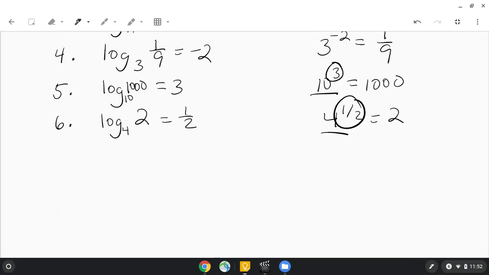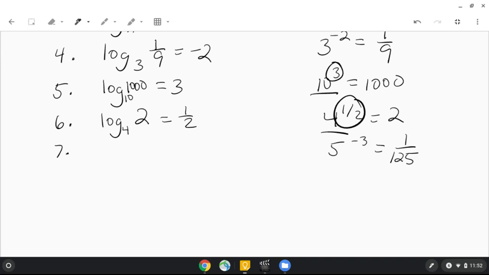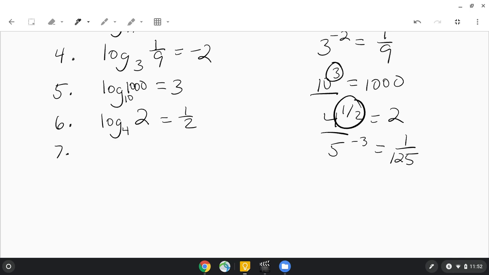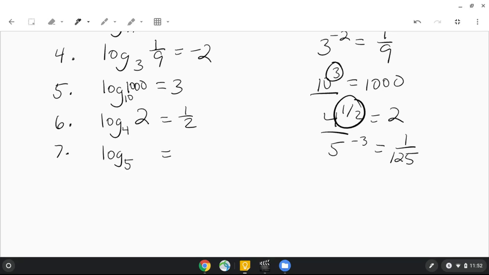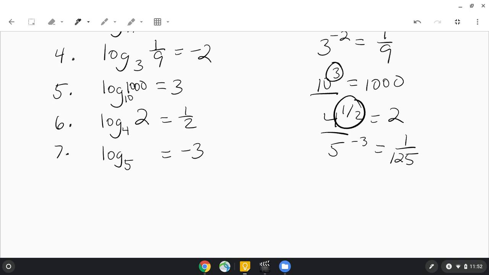Okay, so I'm going to have you try the next two. Suppose that I have 5 to the -3 equals 1 over 125. Go ahead and hit pause and write your answer in log form. Okay, so you should have gotten log. My base is 5, my exponent is -3, and my inside will be 1 over 125.